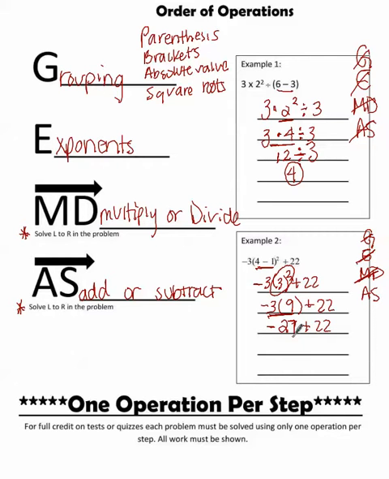And then adding and subtracting from left to right, negative 27 plus 22. These are different signs, so I'm going to subtract and keep the sign of the larger number, which is 27. So I'm going to get negative 5 for a final answer. Circle negative 5. Turn the page. Let's do some practice.